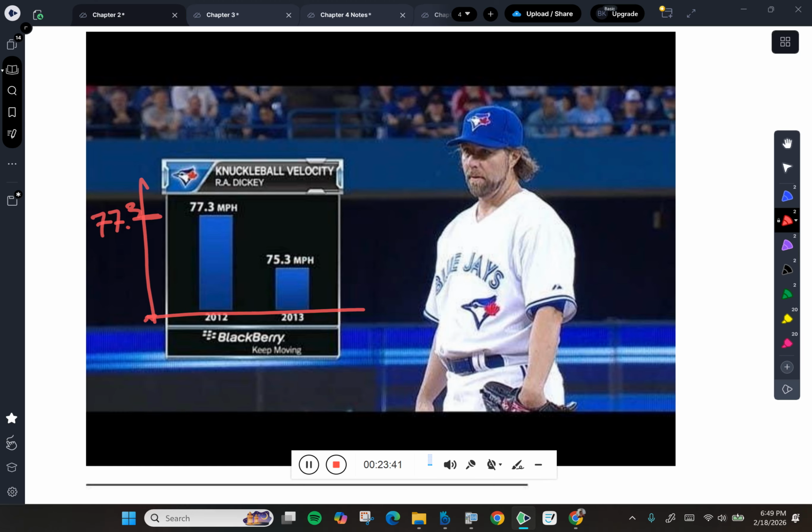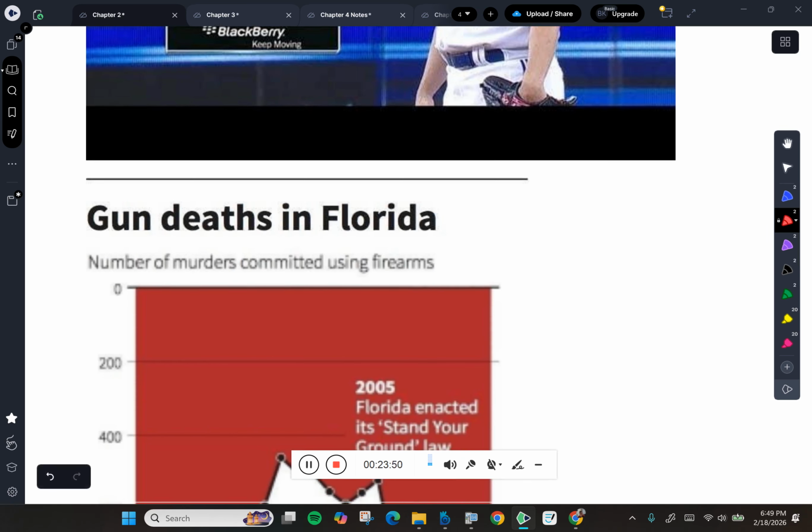77.3, and then you'd have to put 75 right there, so this bar would have to be like that tall, you can really make a very deceiving graph, right? There's lots of ways to make deceiving graphs.